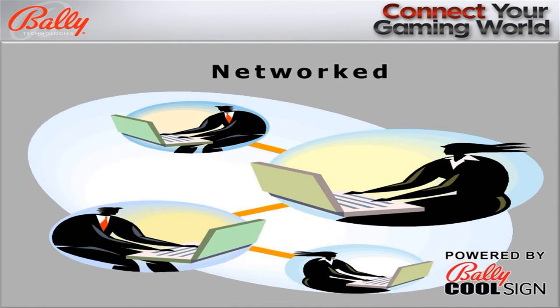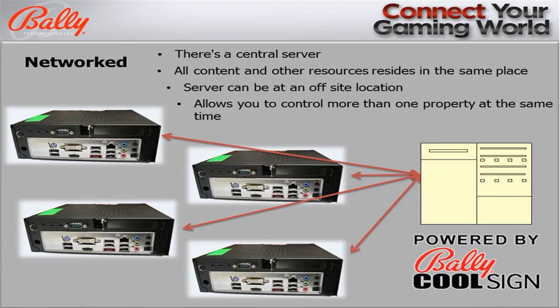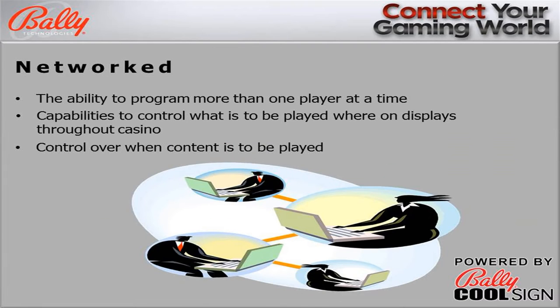Now, let's look at a network system. A network system states that there's a central server someplace. All content and other resources reside on a server someplace. It can be an on-site location or even a central site that allows you to control more than one property at the same time. Benefits of a system like this are: you have the ability to program more than one player at a time. You also have the capability to control what is to be played where on the display throughout a casino floor.